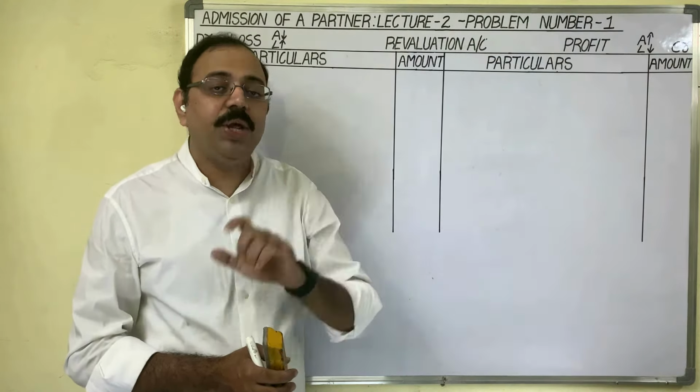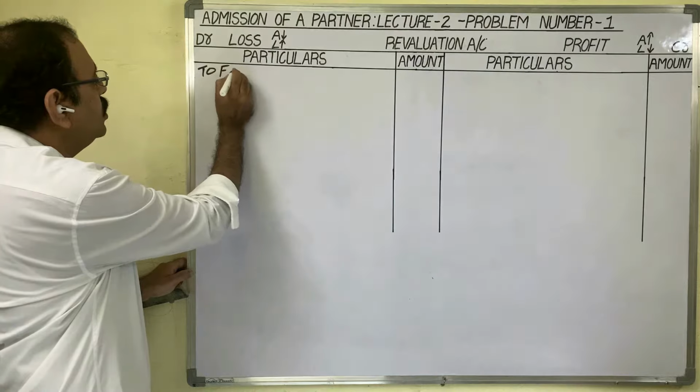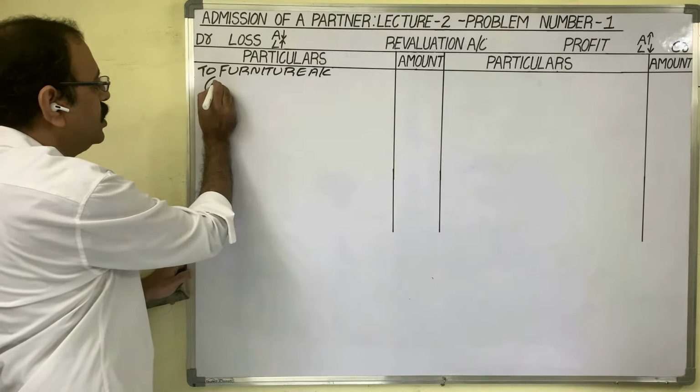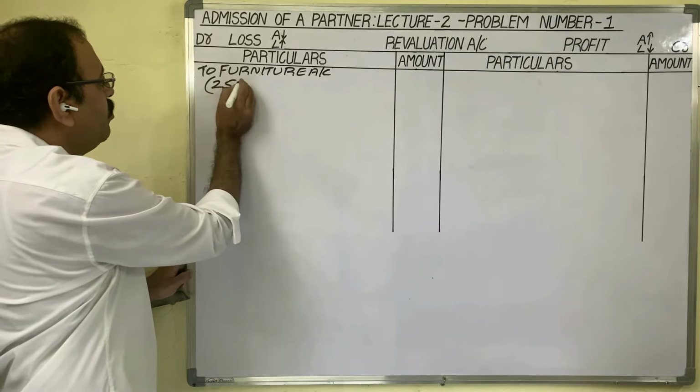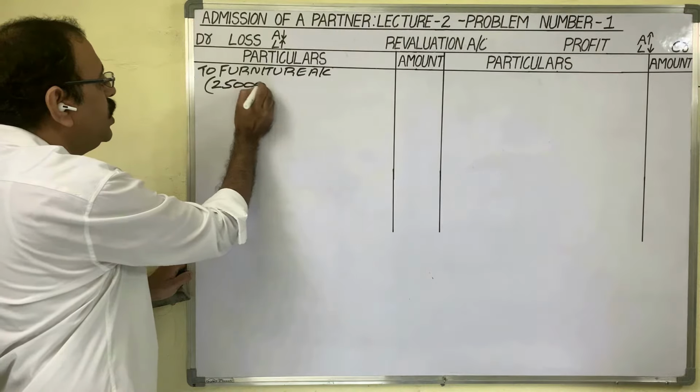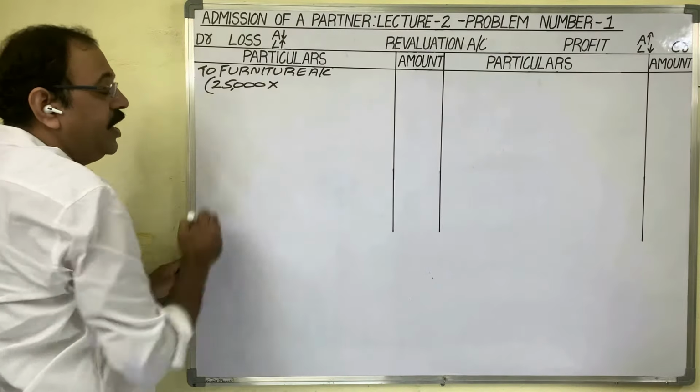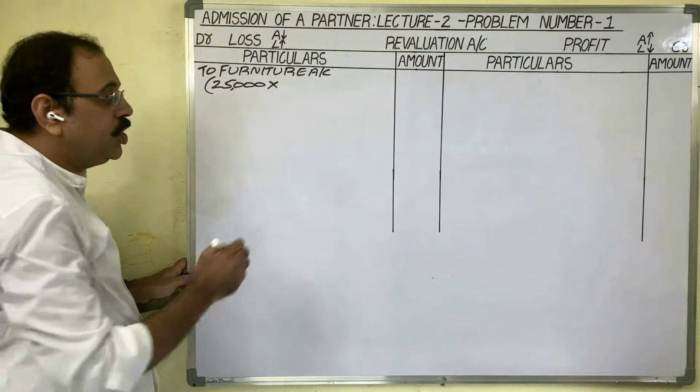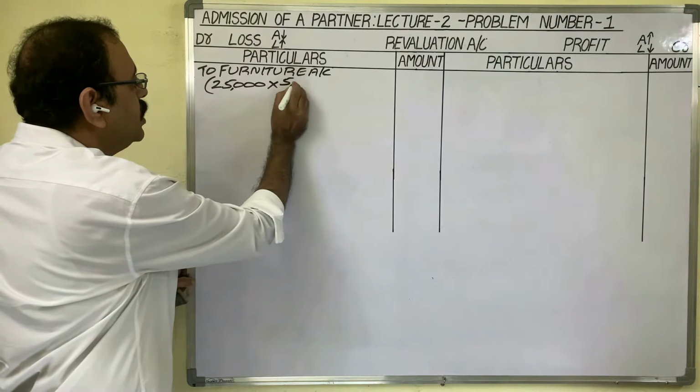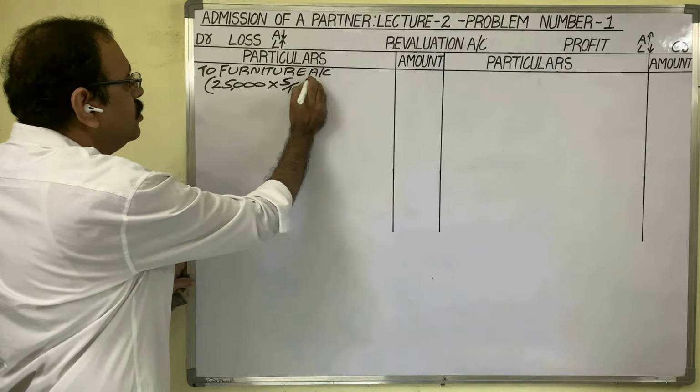So on the debit side, in the particulars column, we start with 'To' and write the asset name: furniture account. In brackets, show the calculation. Furniture value is given as 25,000 rupees in the old balance sheet. In the additional information, he is asking us to provide 5% depreciation.